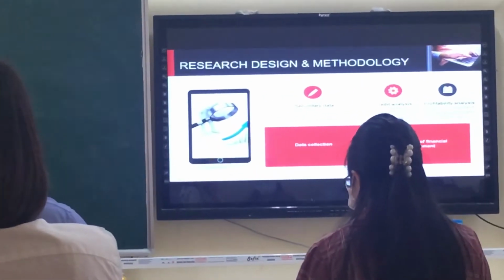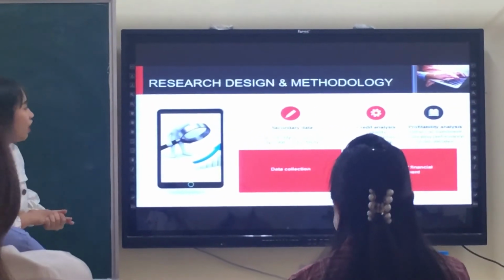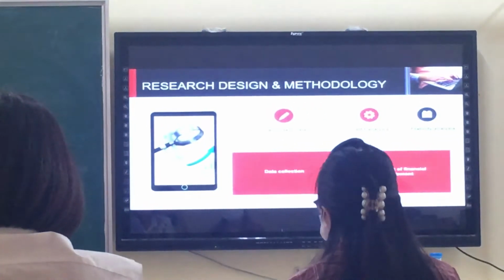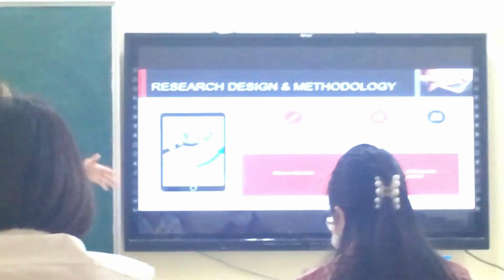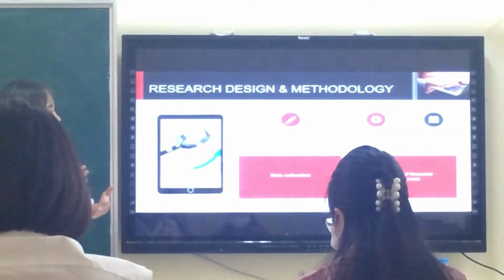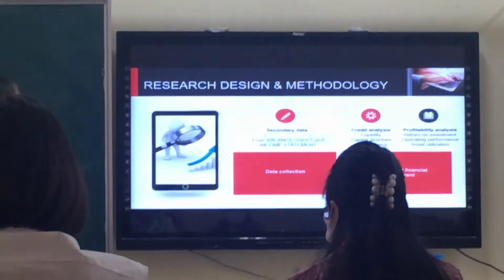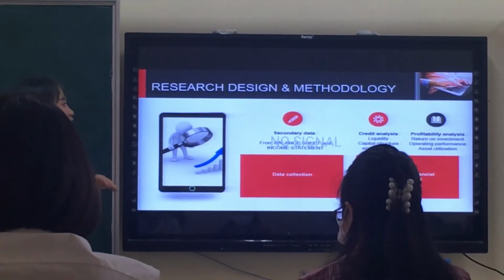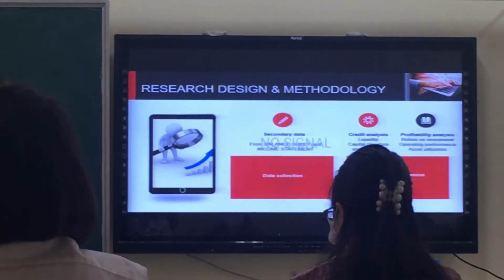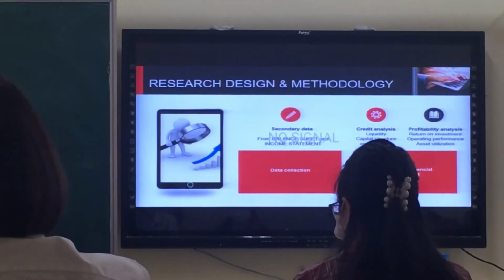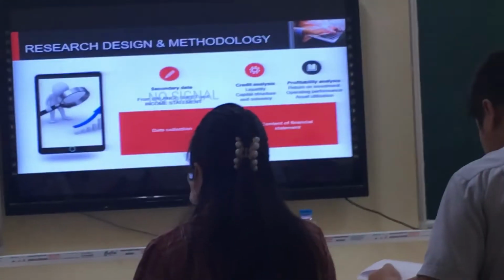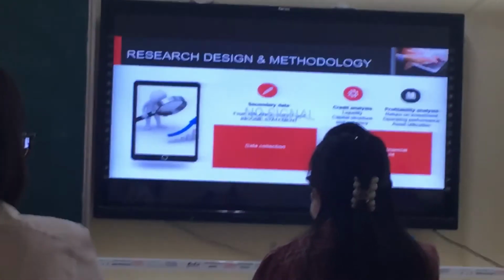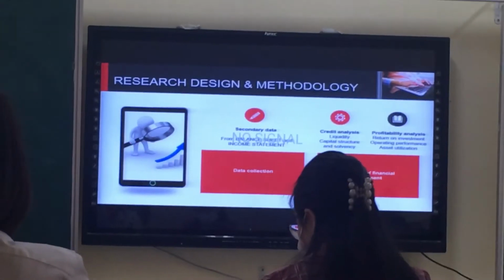For the research, I use secondary data from the balance sheet and income statement, and this is the data collection. And for the content of the financial statement, I will analyze the credit analysis, and in credit analysis, I will analyze liquidity, capital structure, and solvency. For the profitability analysis, I will show you the return on investment, operating performance, and the last one is asset utilization.